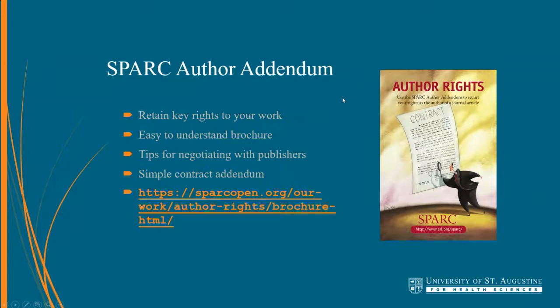The other thing I mentioned is that author addendum. SPARC, which is a Scholarly Publishers Association coalition, put out a simple brochure that I think is very understandable about how to retain key rights to your work. They have some tips for how you might negotiate with your publishers. They do have that simple addendum that I talked about. I think the addendum and the idea of approaching a publisher and saying, hey, it's really important to me that I retain these rights for these purposes. They do a really good job of laying out why you might want to do that, and how you can communicate that straightforwardly and negotiate that with the publishers when you do publish.